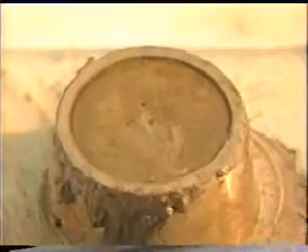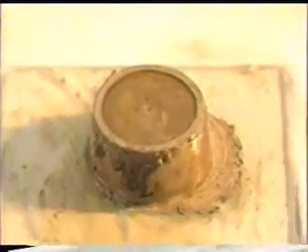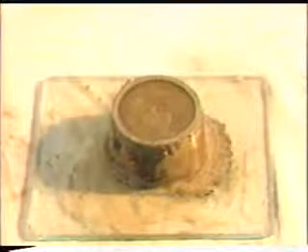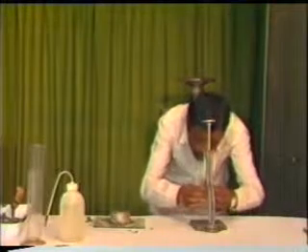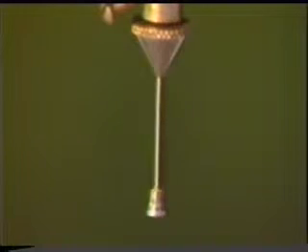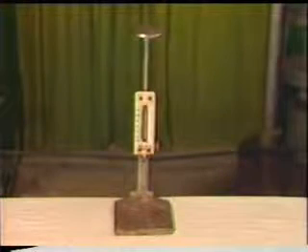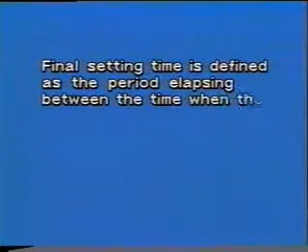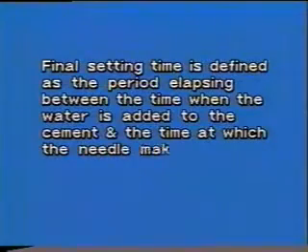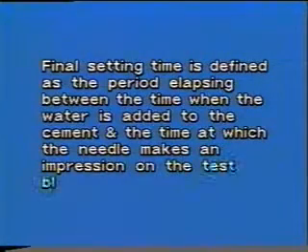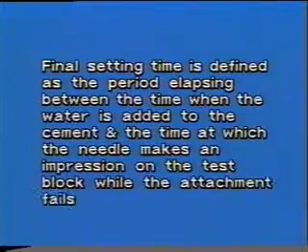Final setting time is determined on the similar test block prepared for determining the initial setting time. In this test, 1 millimeter square needle is replaced by a needle with annular attachment of 5 millimeter diameter. Final setting time is defined as the period elapsing between the time when the water is added to the cement and the time at which the needle makes an impression on the test block while the attachment fails to make it.